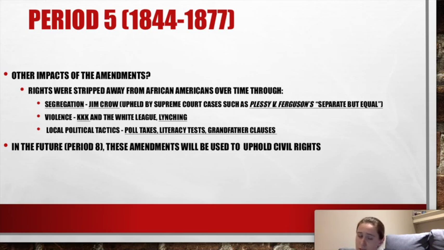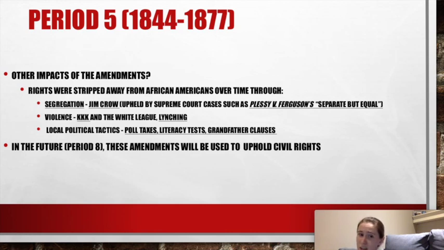Poll taxes, making it where if you want to vote, you actually have to pay a tax to do so, which is very hard for the lower socioeconomic class, because if you can barely provide for your own family, then you probably are not going to be able to pay to use your right to vote. So it definitely targets lower socioeconomic individuals, which freedmen were at this time.